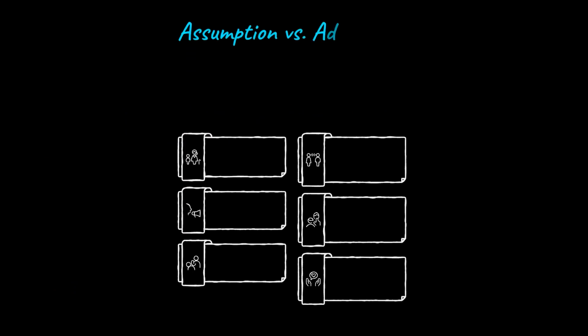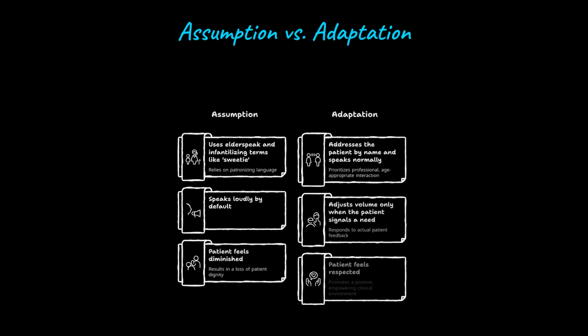Allow extra time for questions and positioning. Sit at eye level and confirm understanding by asking the patient to repeat the next step back. Adapt only when the specific patient shows a specific need. The difference between assumption and adaptation is the core distinction exam writers test.